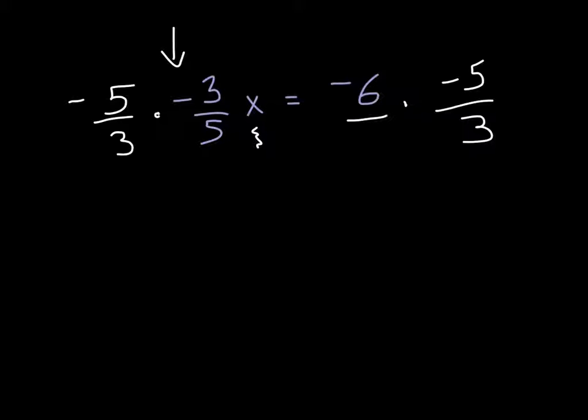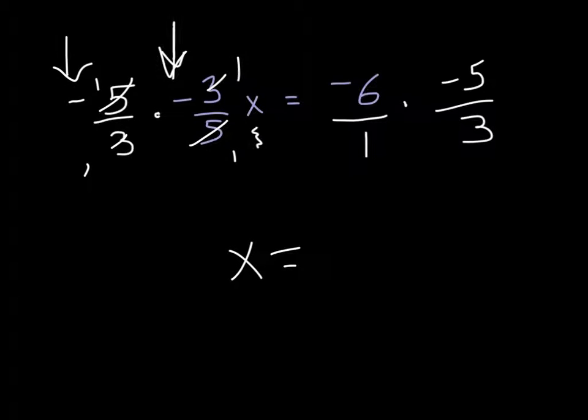Now negative 6 is really negative 6 over 1. So this side over here cancels out because I have a negative and a negative right here. So that means it's going to be a positive, and 5 and 5 cancel out to 1 and 1, and 3 and 3 cancel out to 1 and 1. So I'm left with x on this side.